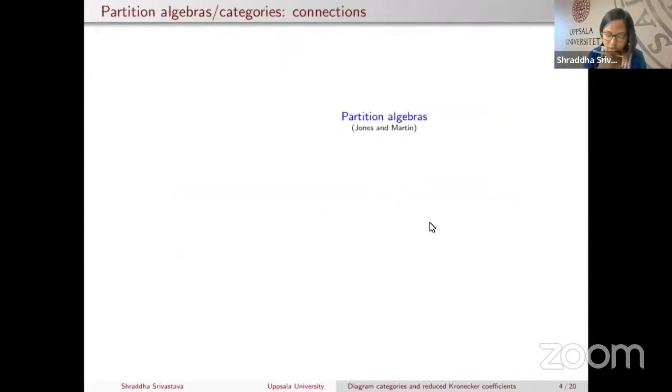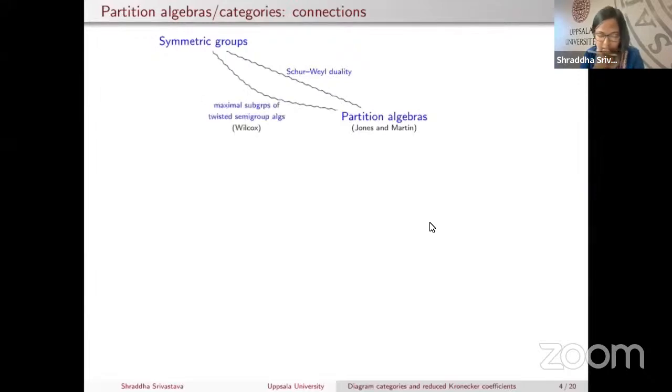So before seeing the explicit definition of the partition algebra, we first address its connection with some other things. We already said the partition algebras are related to symmetric groups via Schur-Weil duality. And symmetric groups play yet another role in the representation theory of the partition algebra.